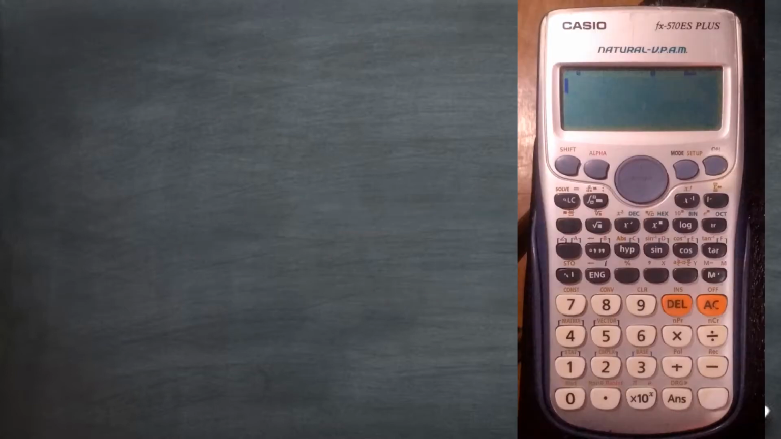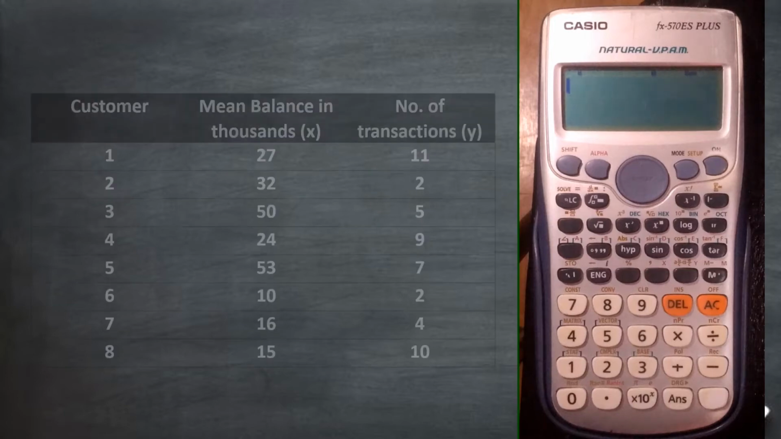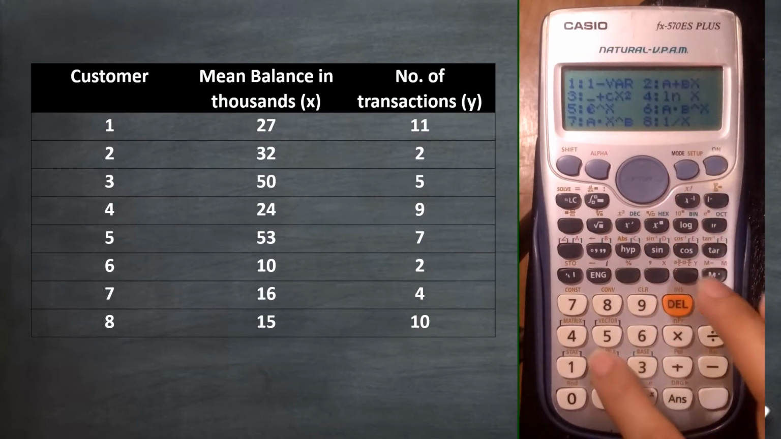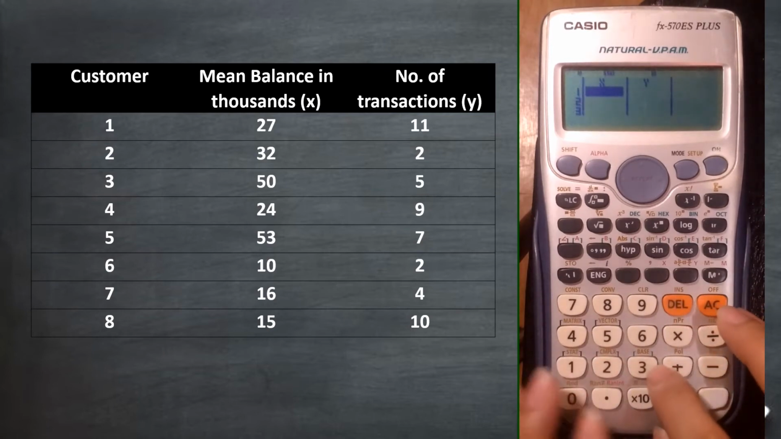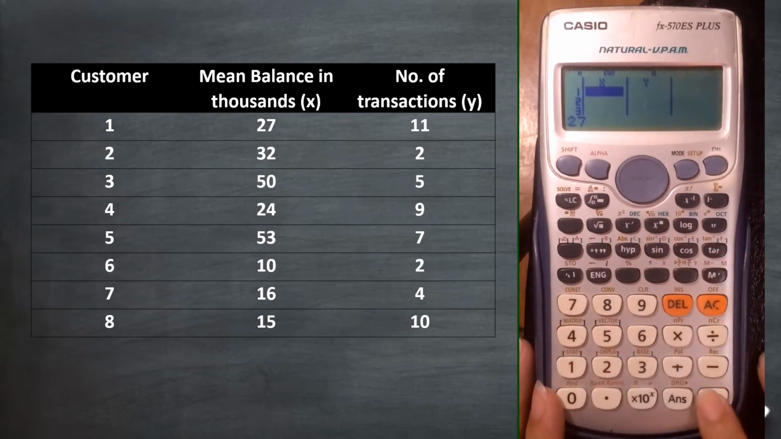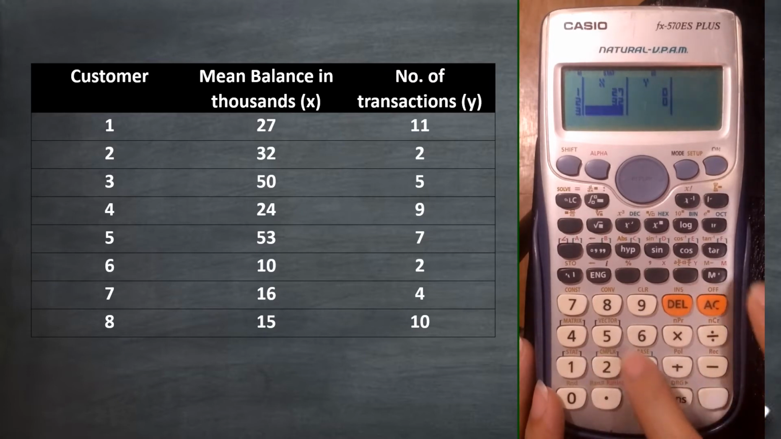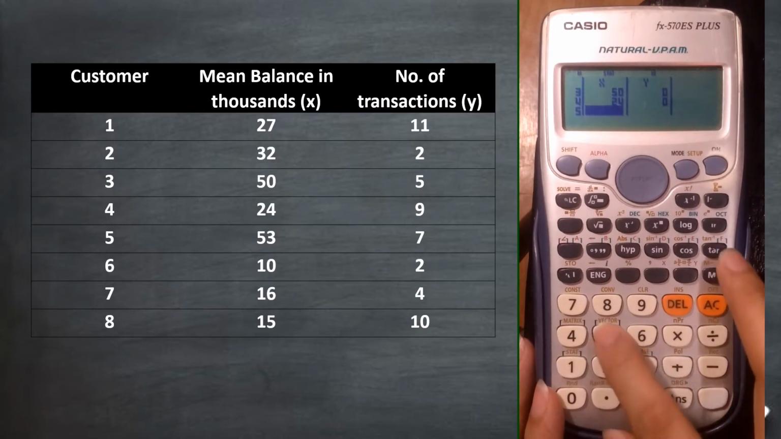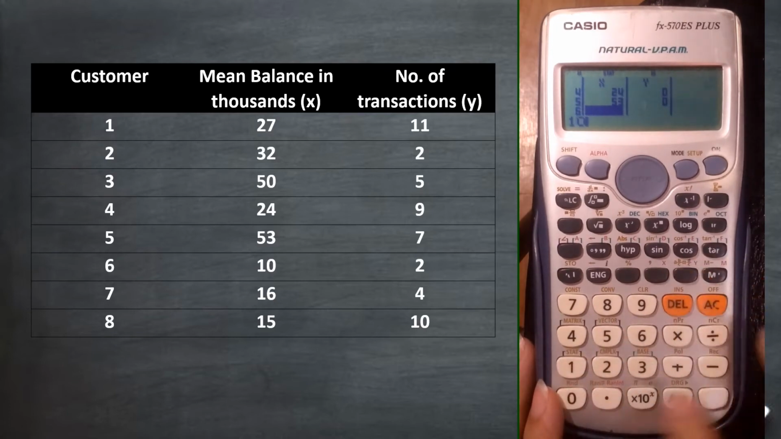If you cannot follow po the instructions here and you cannot manipulate your own calculator, all you have to do po is send me a picture of your calculator and from there I will just guide you. For the shortcut method for problem number 4, we have mode and then stat and then A plus BX. Tapos we press 27 equal sign, 32 equal sign, 50 equal sign, 24 equal sign, 53 equal sign, 10 equal sign, 16 equal sign, and then 15 equal sign.